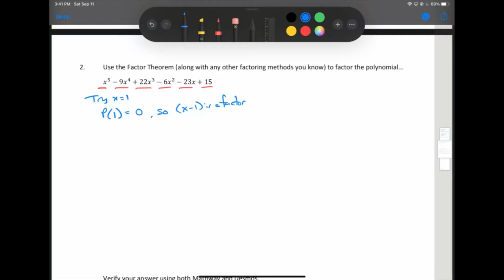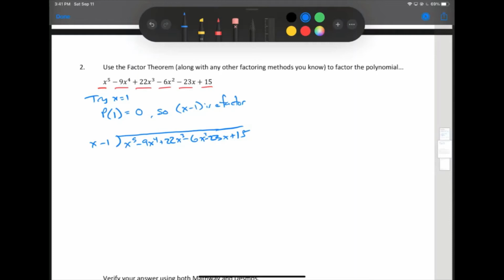So now what I can do, and unfortunately this is the tedious part, is I have to do a long division. x to the 5th minus 9x to the 4th plus 22x cubed minus 6x squared minus 23x plus 15. And I have a feeling no matter how much room I had left for this, I would have run out of room. But we'll see what we can do. x minus 1, we just said was one of the factors. So there should be a remainder of 0, but we need to know what the quotient is.